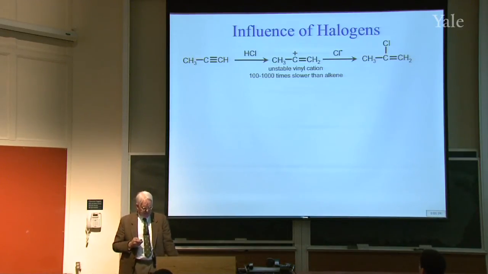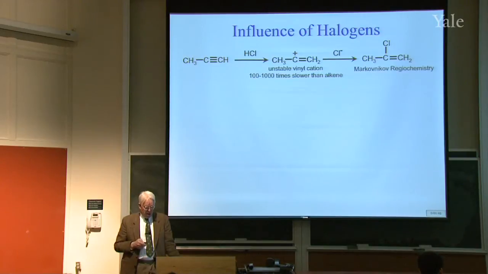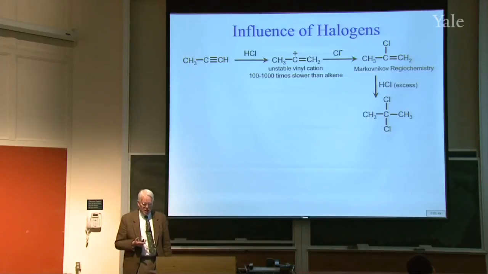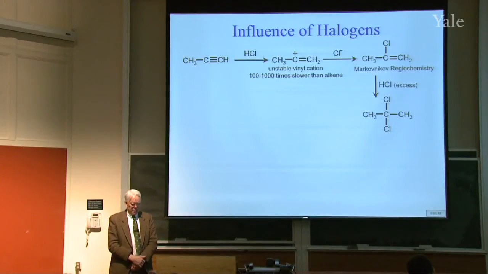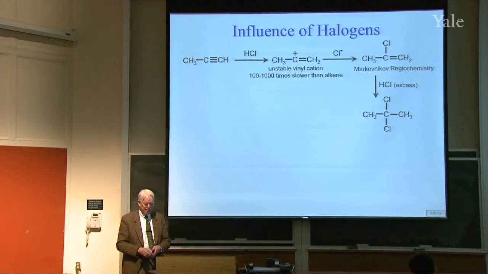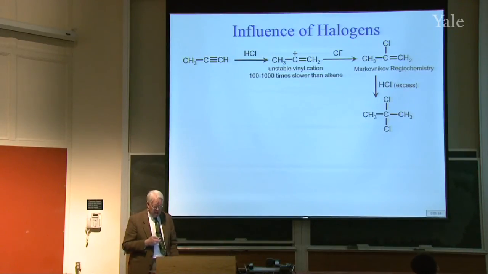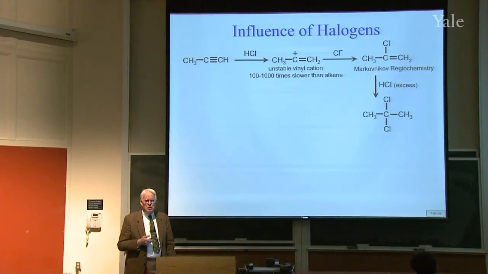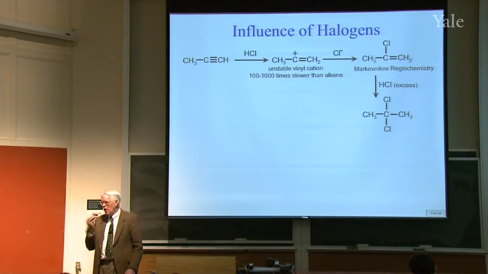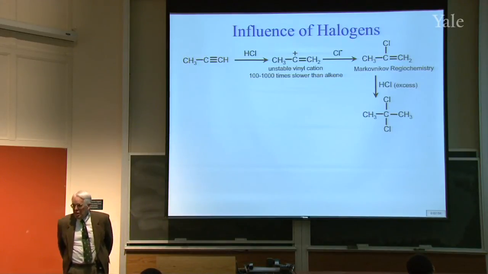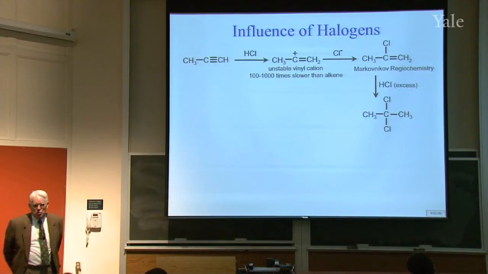Well, fine. But now we have a double bond. We had Markovnikov regiochemistry, but if you have excess HCl, you can add it again and get a second Markovnikov addition. Okay. Now, suppose you didn't have an excess of HCl. Suppose you just had one equivalent of HCl. What product would you expect to get?